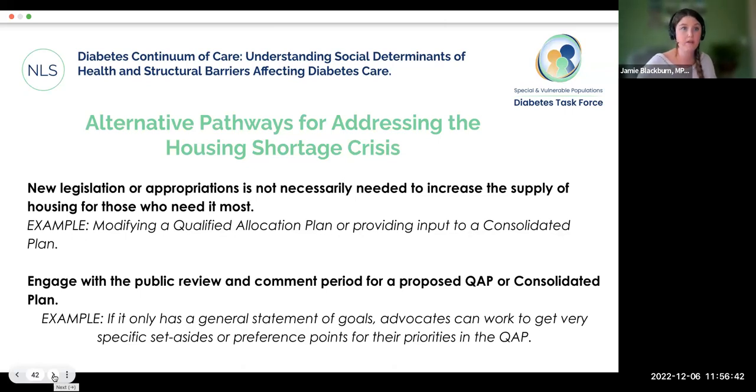And this is a really important period. These public comment periods are required, and anyone can jump in. So for example, sometimes a QAP only has a general statement of goals, it can be sort of more gray, but advocates can provide comment and weigh in to get very specific, what we call set-asides, so that a certain amount of units created with state dollars under these programs can be set aside for highly vulnerable populations, or preference points in the scoring, if you will, for priorities in a QAP. And I'm going to show an example of this on the next slide.